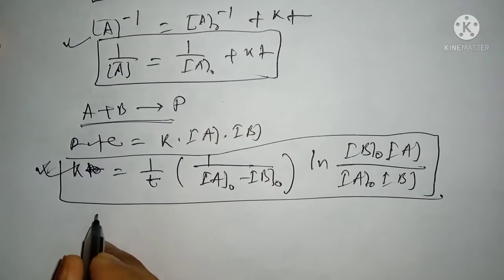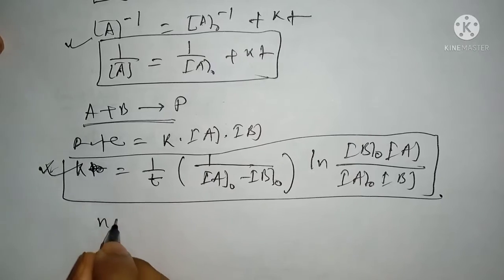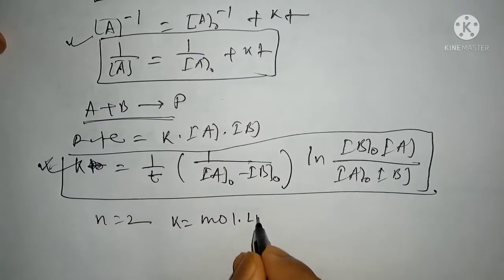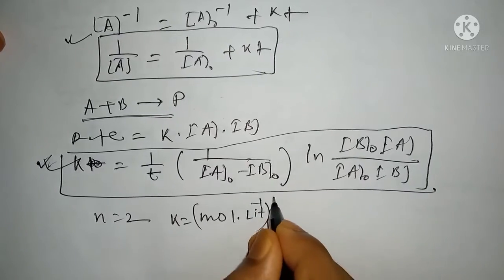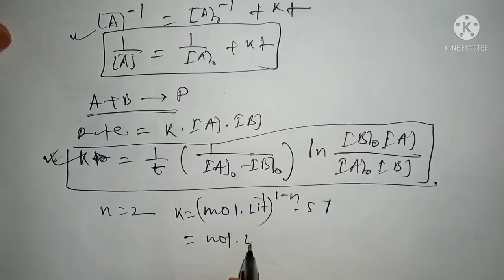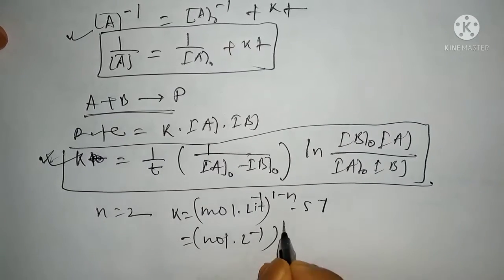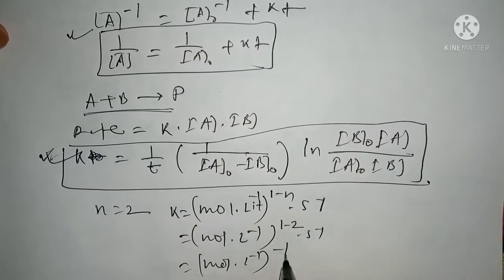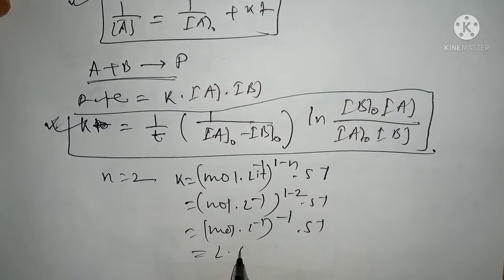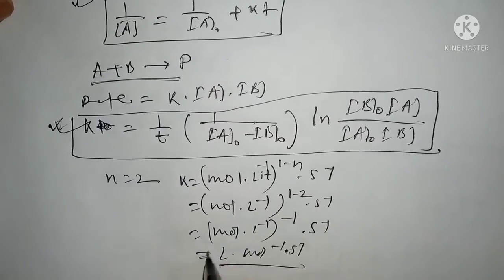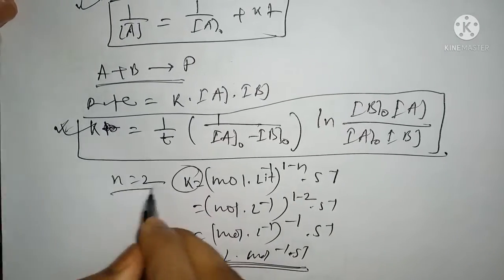Now calculate the unit of rate constant. For n equals 2, we know the unit of concentration is mole per liter, so k equals (mole liter inverse) to the power 1 minus n, second inverse. Putting in this value, (mole liter inverse) to the power 1 minus 2, second inverse. So (mole liter inverse) to the power minus 1 second inverse equals liter mole inverse second inverse. This is the unit of the rate constant in a second order reaction.